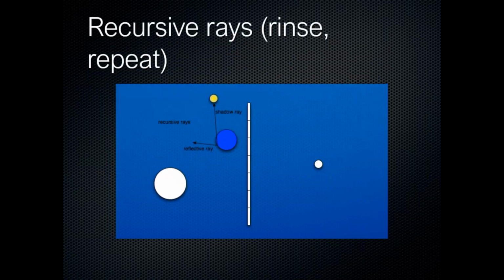Now, here's a slide which basically emphasizes that recursive element that we're going to send out. The primary ray hit this large white object, and then we're sending out the shadow and reflective ray from that. And this blue object is not refractive, so we're not sending out a refractive ray.